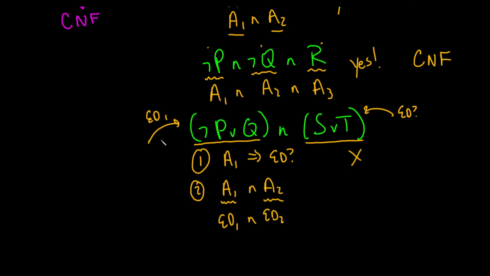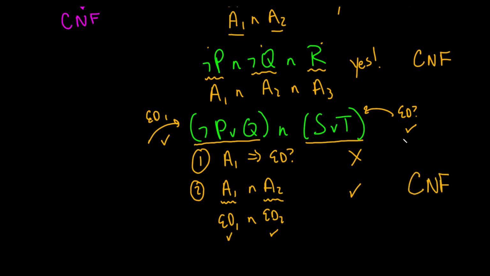So we see that yes, not P or Q is a disjunction of literals, and so it is an elementary disjunction. And then S or T is also a disjunction of literals, so it too is an elementary disjunction. So we have a conjunction that is composed of two elementary disjunctions. And so yes, this is a conjunction of elementary disjunctions, and so it also is in conjunctive normal form.